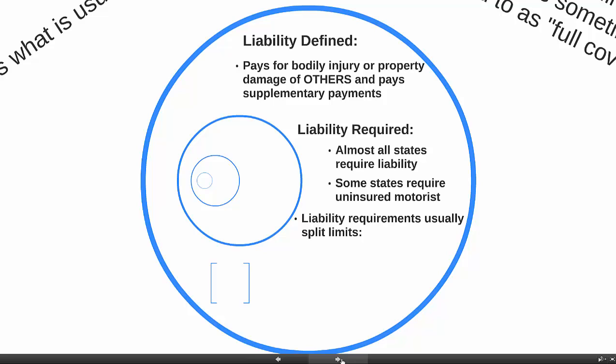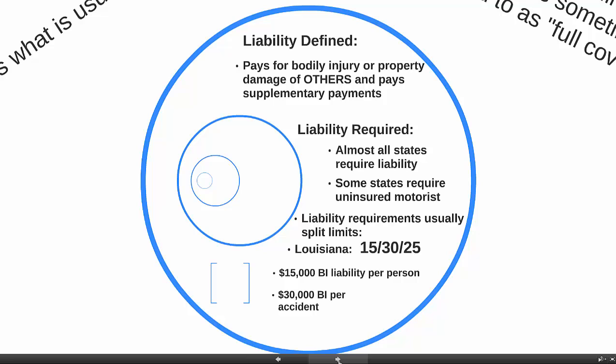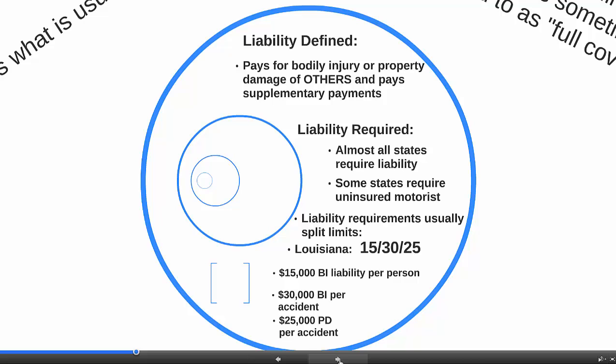But liability requirements usually are stated as split limits, such as in the state of Louisiana, where liability requirements are 15, 30, 25. And these are the only requirements for drivers in the state of Louisiana. To interpret those numbers, the 15 means that $15,000 of bodily injury liability per person is required, $30,000 of bodily injury liability per accident, and $25,000 of property damage liability per accident is required.